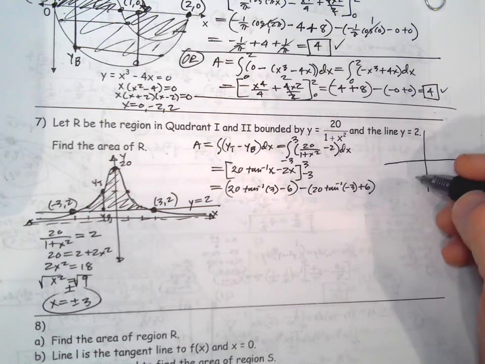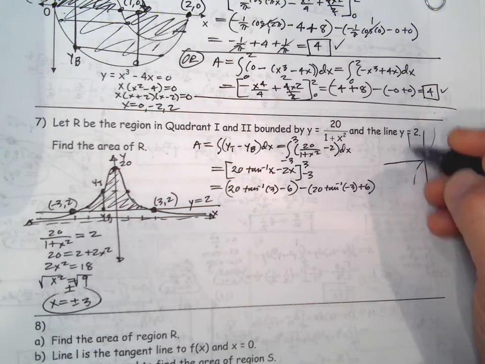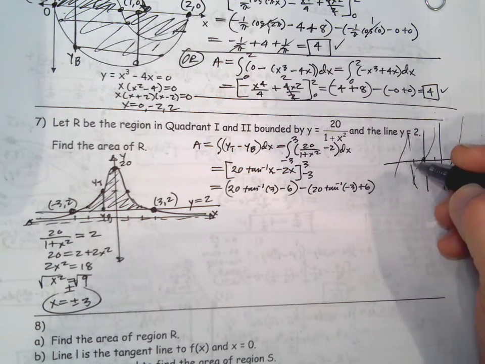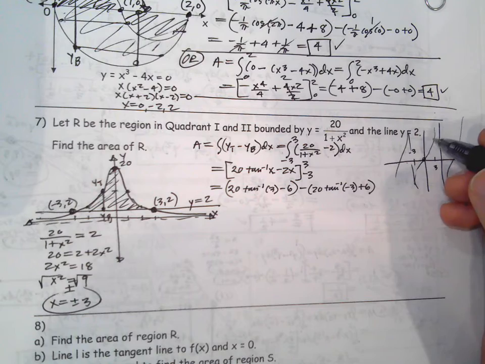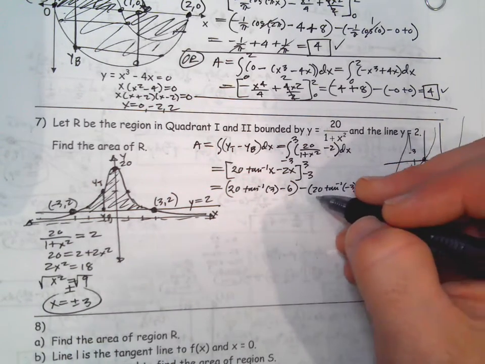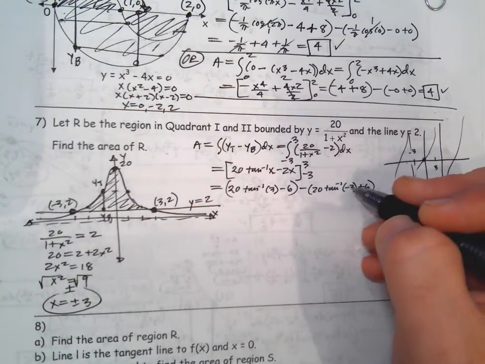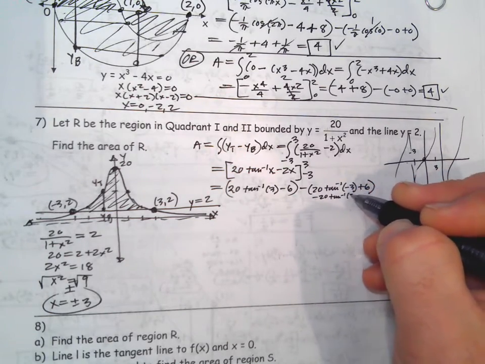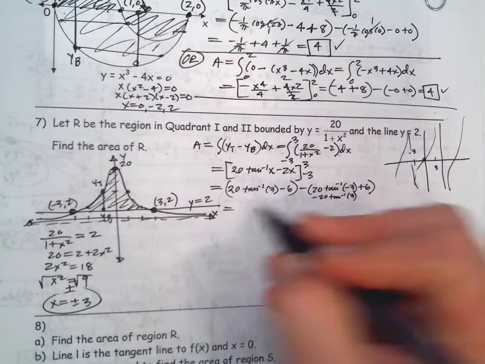Now, tangent, if you think about it, is an odd function. It repeats itself. It looks like this, right? And if you plug 3 in, you get the same thing as -3, but it's negative. So we're going to subtract. What I'm trying to say is that 20 inverse tangent of -3 is actually -20 inverse tangent of +3. So we could use that to simplify this answer.